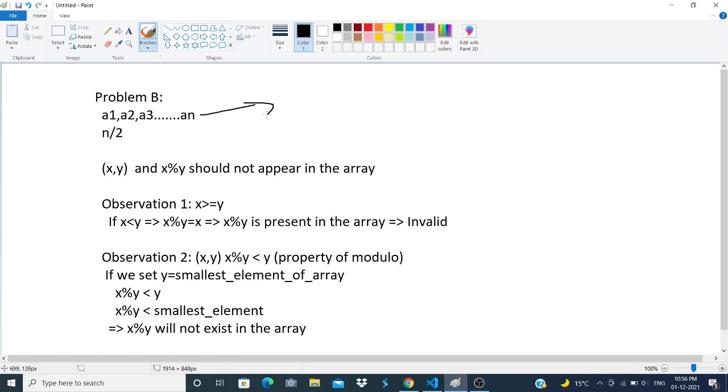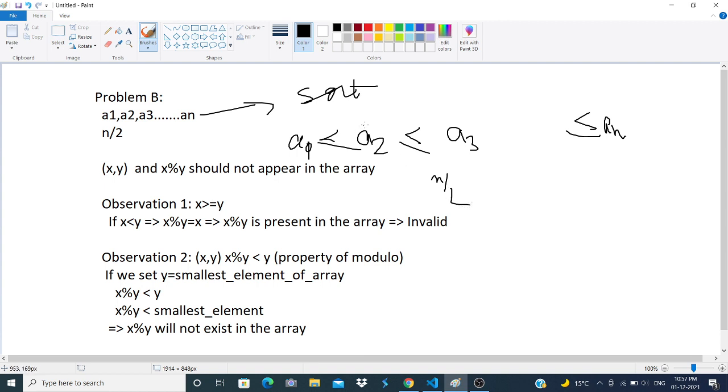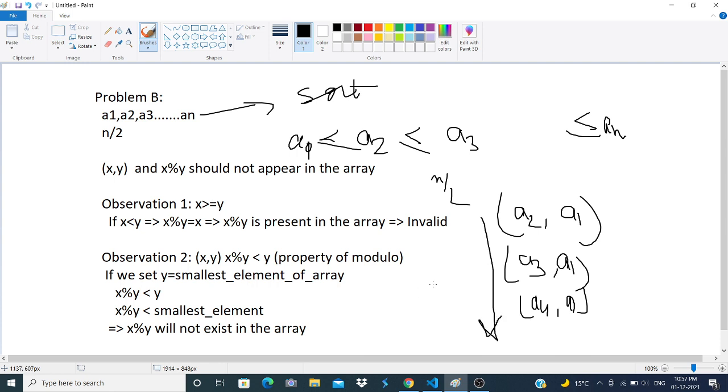What we will do, we will just sort this array, right? So let's say after sorting, the array looks like a1, then a2, then a3, and so on up to an. So now we will just print n by 2 pairs, right? And each pair will be of this form: a2 comma a1, then a3 comma a1, then a4 comma a1, right? So in this way we will just print n by 2 such pairs.